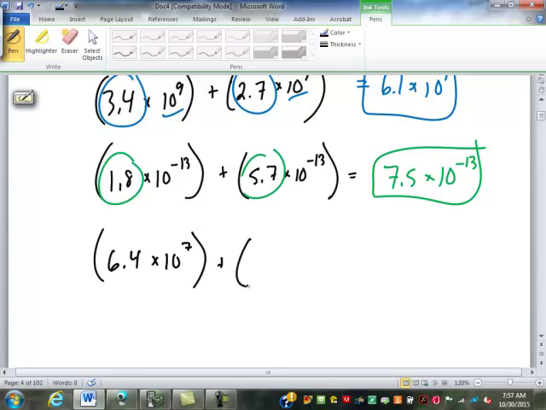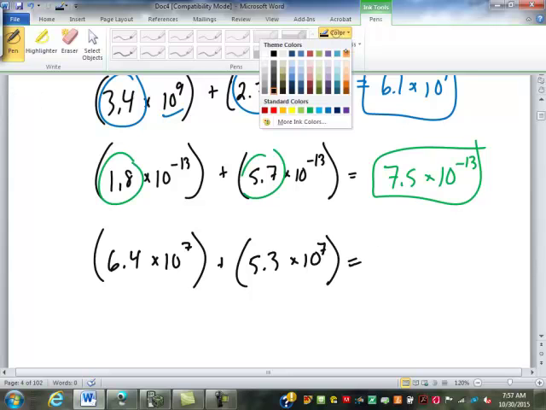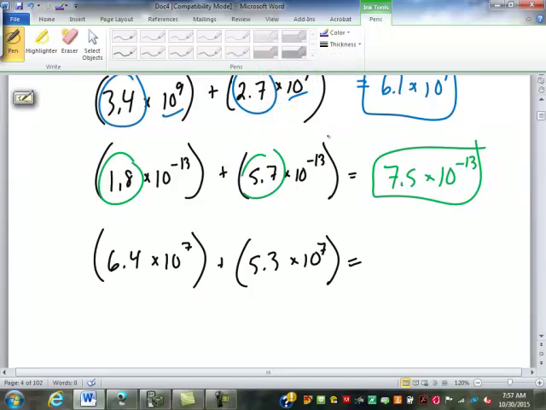6.4 times 10 to the 7th plus 5.3 times 10 to the 7th. You might be looking at it saying, that doesn't look so much worse. What's 6.4 plus 5.3? 11.7. We combine the counts times 10 to the 7th. But this time we're not done. What is wrong with that right now? There it is. We've got two decimal places, two digits in front of the decimal place.